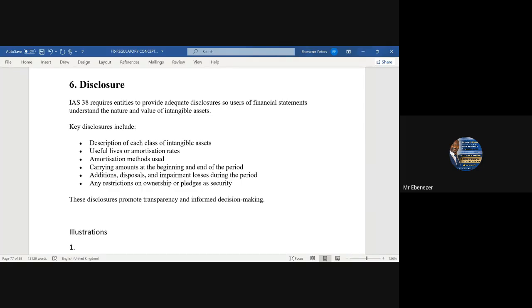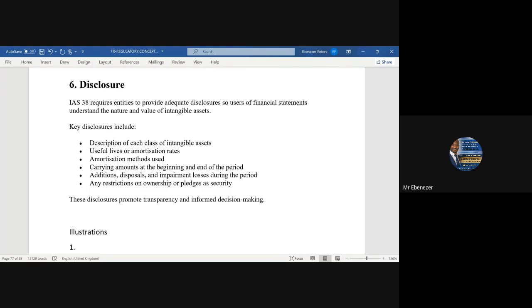Then what are the carrying amounts at the beginning and the end of each year? You must tell us, disclose it. Then if there are any additions during the year, disposals or impairment during the year, you must also let us know. If there are any kind of restrictions, you must also let us know. Very, very important. All of this disclosure promotes what we call transparency, and it helps decision making of whoever is using the financial information that you have given out.